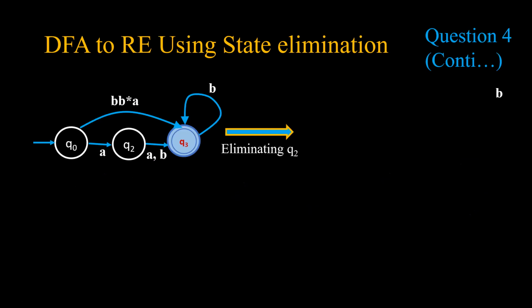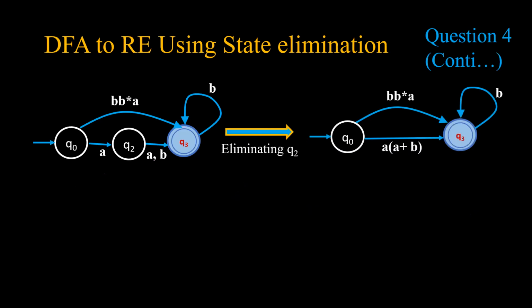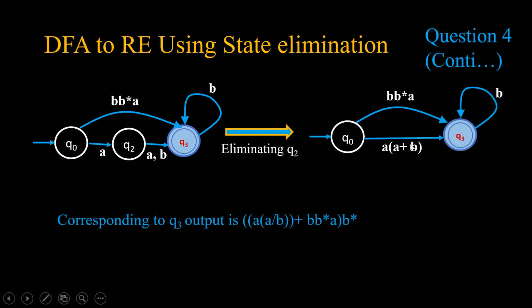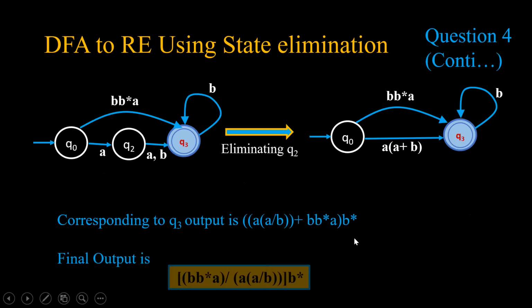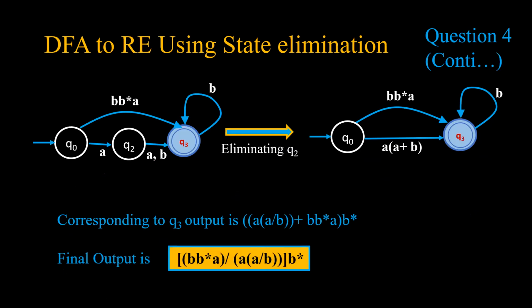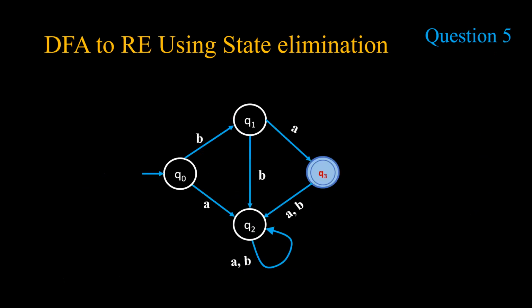Next, we move to eliminating Q2. When we eliminate Q2, we get A or B. So now these two are in OR. So we can easily represent the output of Q3 as (A or B or B star A) in concatenation with a loop of B, that is B star. So the final output is B star (A or A or B star). Come to next question. In this question we have four states, Q0, Q1, Q2 and Q3.